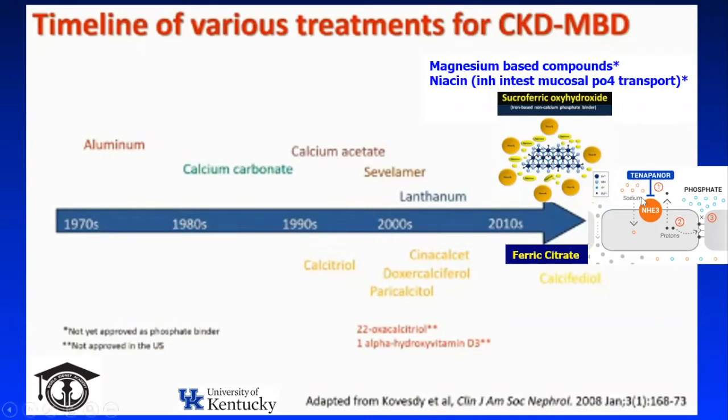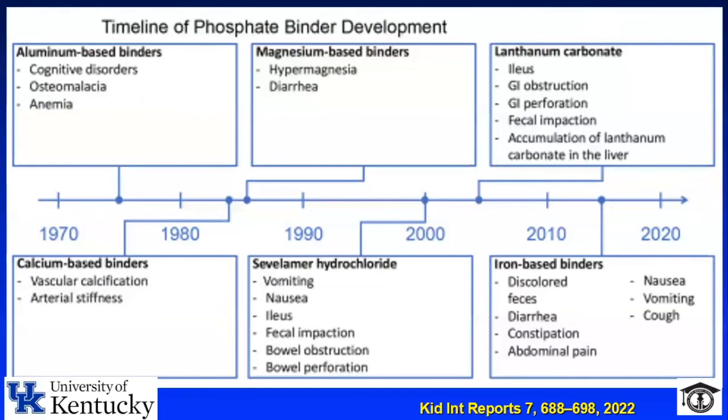And now there is tenapanor. Tenapanor is not a phosphate binder, it's a phosphate lowering therapy, and it decreases the phosphate paracellular transfer and movement in the gut. It works through inhibiting the sodium hydrogen exchanger number 3. It's given twice a day, and it's not related to meals because it's not a binder. It just suppresses the paracellular transport of phosphorus.